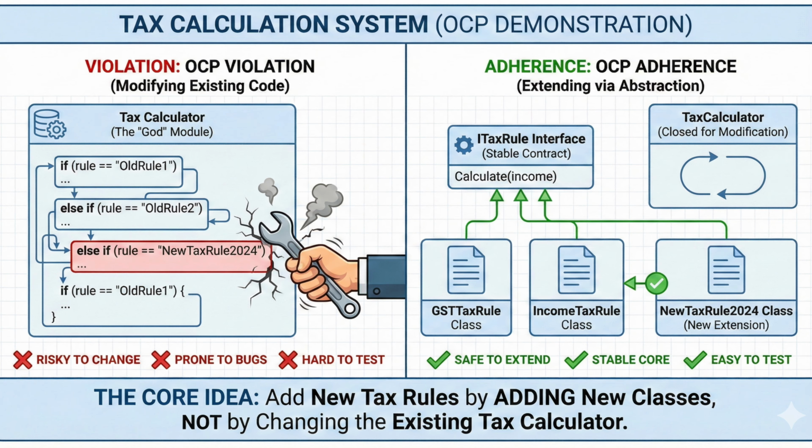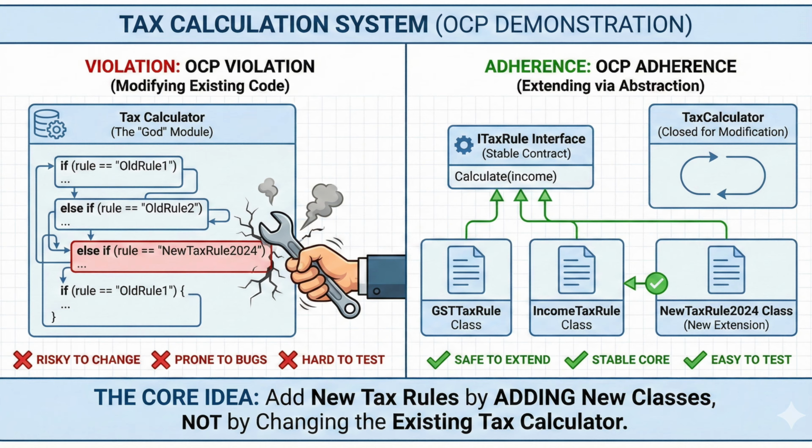Example 3: Tax calculations and business rules. In banking, finance, or government systems, tax rules and business policies frequently change. If developers modify the same code repeatedly, it becomes a bug factory. So they follow OCP. Existing logic stays untouched and new rules are added as new modules. This keeps the system stable even when laws and policies keep changing.